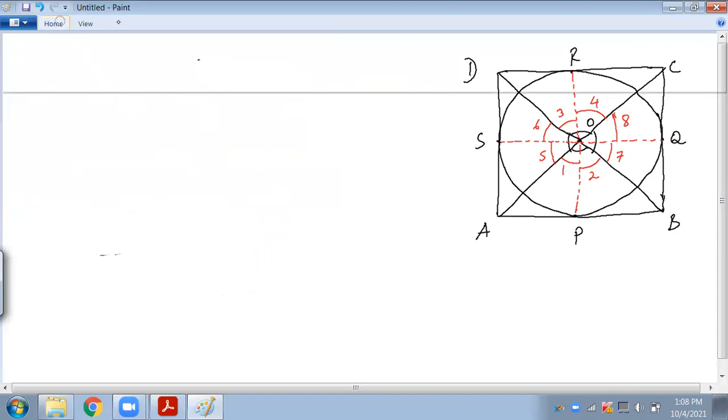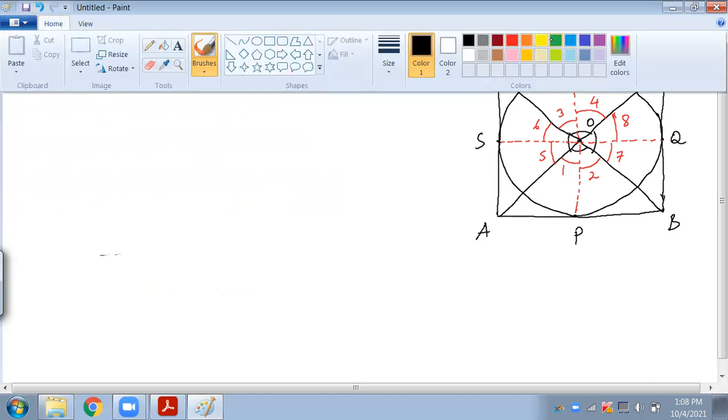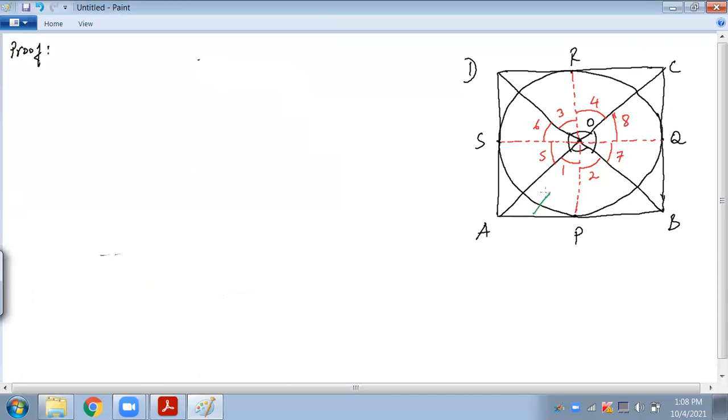Okay, proof. Okay, first of all, if you say AP and AS are tangent from the same external point, and tangents from the same external point subtend equal angle at the center, so they will subtend equal angle at the center. So 1 and 5 will be equal.